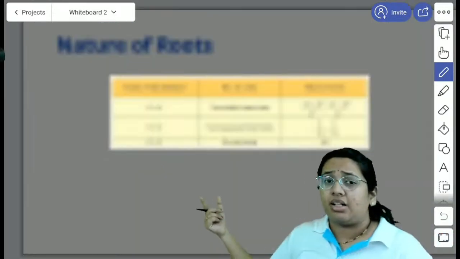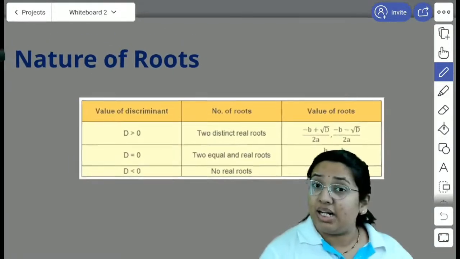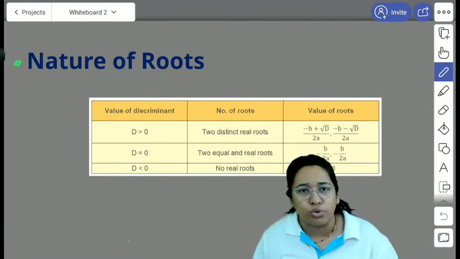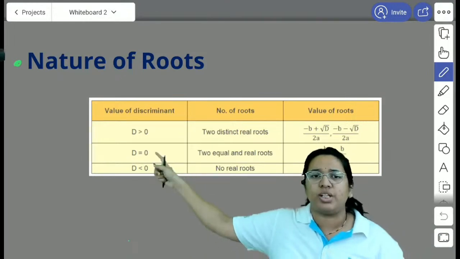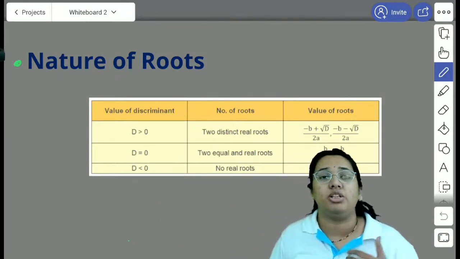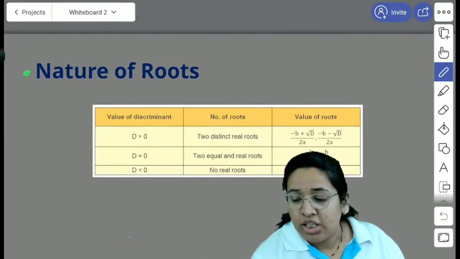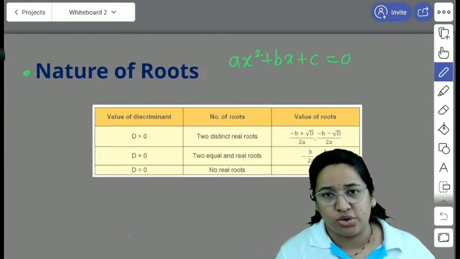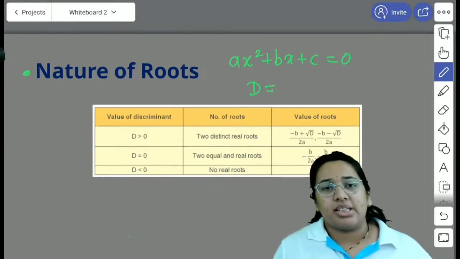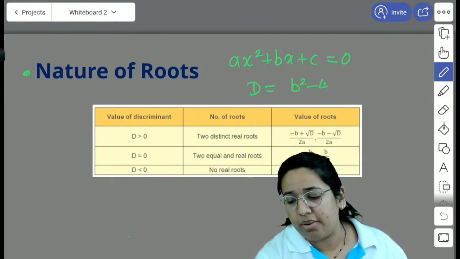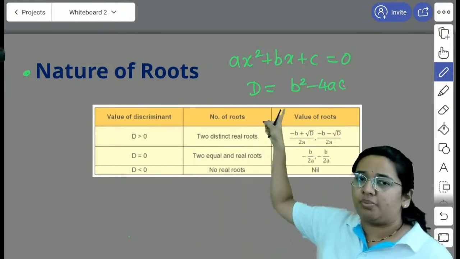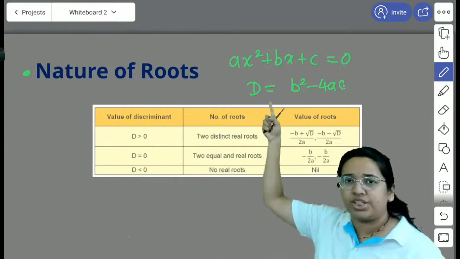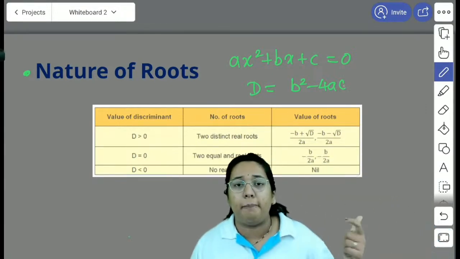So using that b square minus 4ac, they might ask you another type of question, that is what will be the nature of roots. For such a case, you just have to find out the value of the discriminant. You all know that for a quadratic equation ax square plus bx plus c equals 0, the discriminant is nothing but the value of b square minus 4ac. So you just have to compare the given quadratic equation with the general one so that you will get the values of a, b and c.